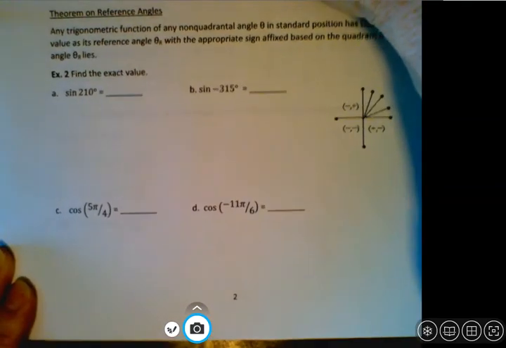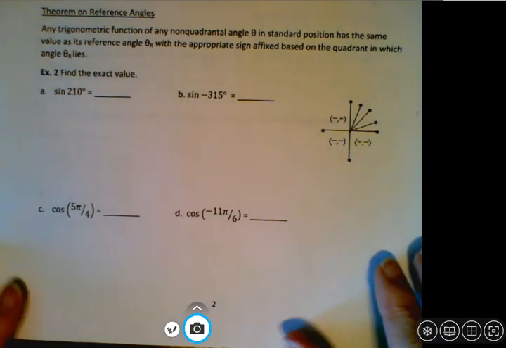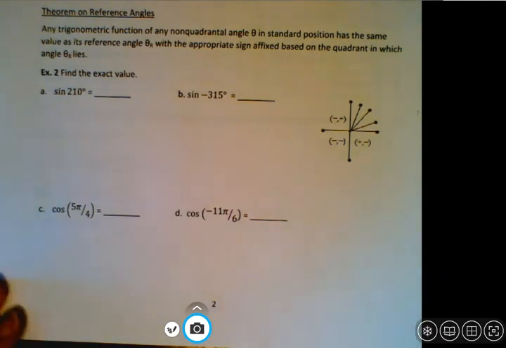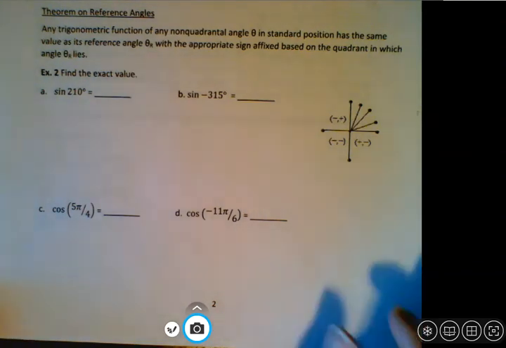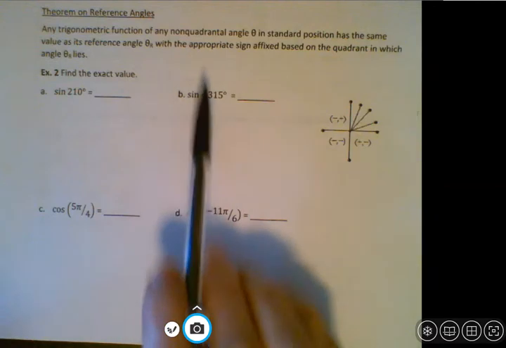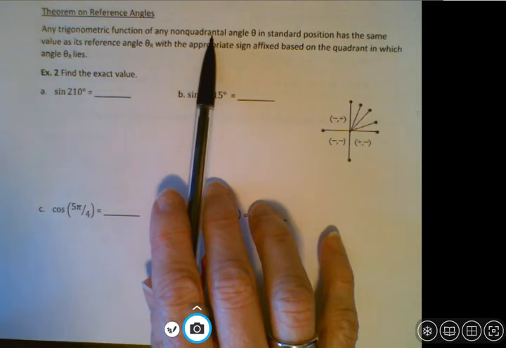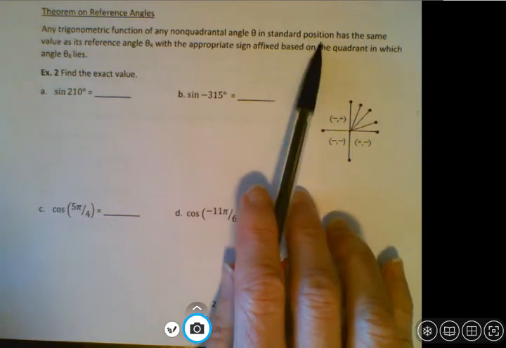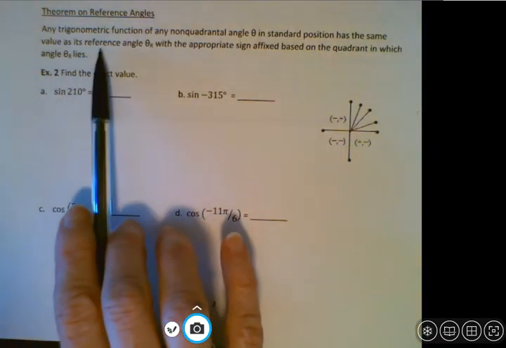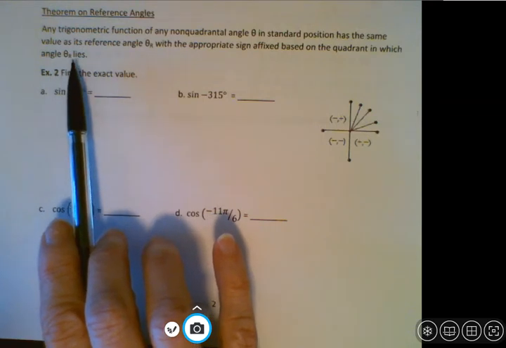Okay, this is part 2 of section 5.4, and now we're going to look at the theorem on reference angles. Why are we learning about reference angles in the first place? Well, because we can use reference angles to find the values of the trigonometric functions. Any trig function of any non-quadrantal angle, that just means it's not on the x or y axis, in standard position, which we keep talking about and you know what that is now, has the same value as its reference angle, theta r, with the appropriate sign affixed based on the quadrant in which angle theta lies.